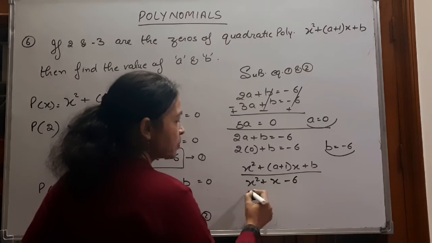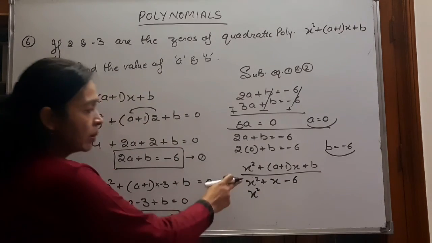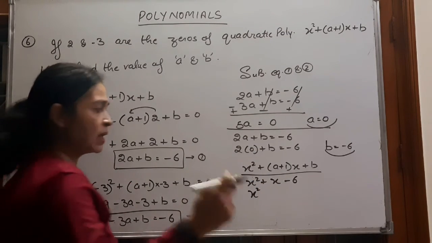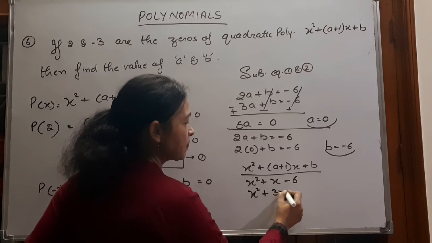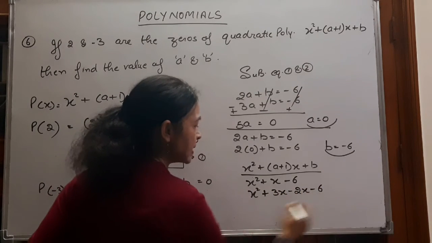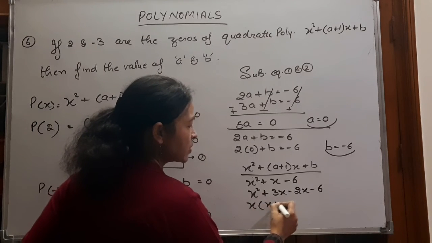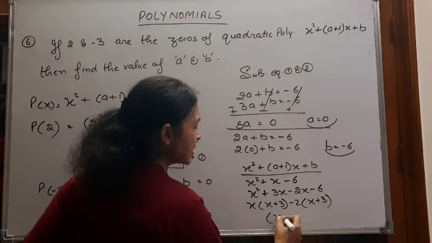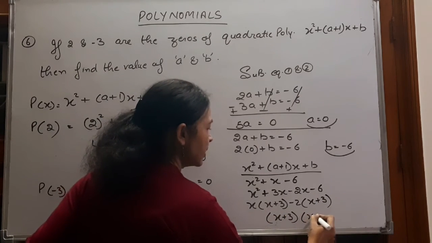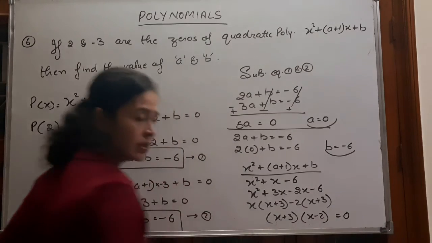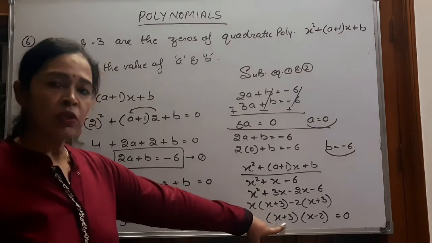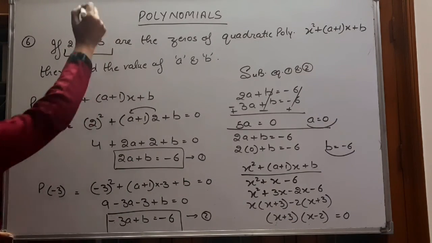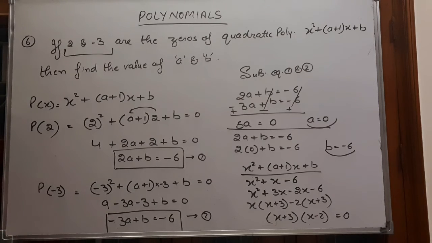First, split the middle term. Coefficient of x square is 1. 1 into minus 6, minus 6. 3 twos are 6. We have 3x minus 2x is x, minus 6. X common, x plus 3. Minus 2 common, x plus 3. We have two factors, x plus 3 and x minus 2. Putting these as 0, we will get x equals minus 3 and x equals 2 are the zeros. We will get the same answer. Clear?